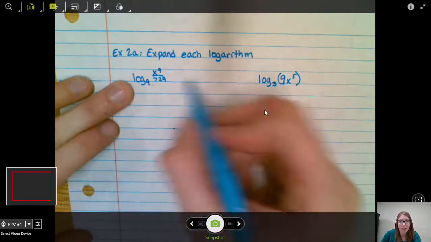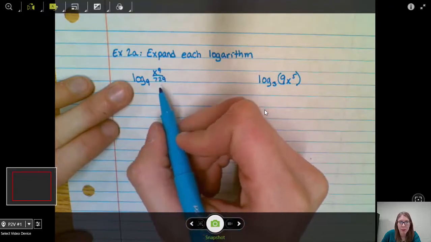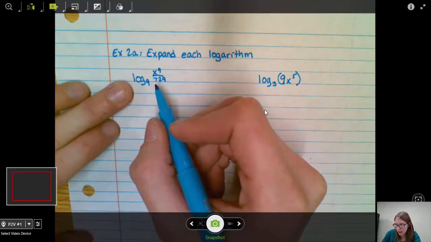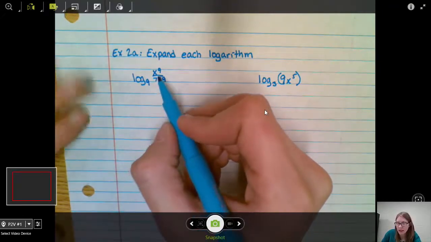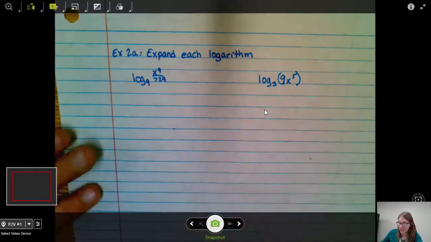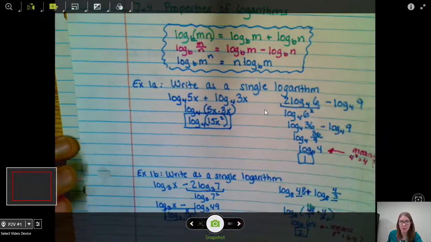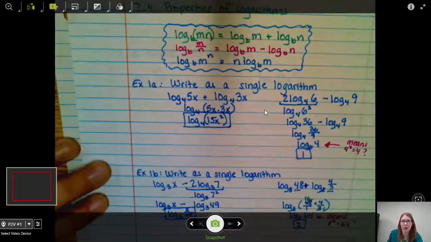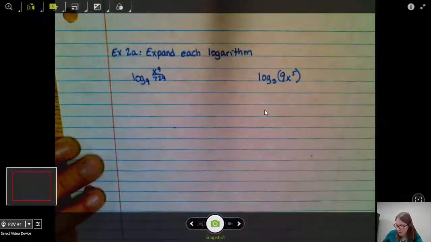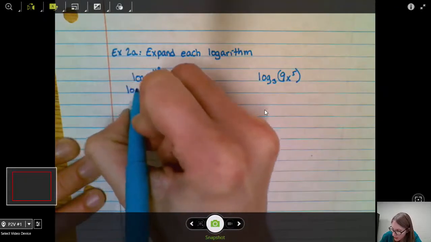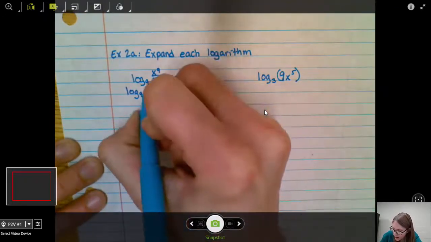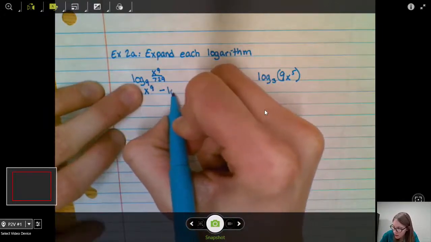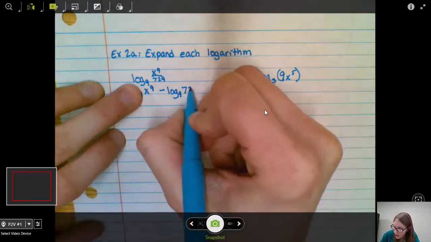First two problems here, in example 2a, the first one, I have log base 9 of x to the 9th over 729. The first thing that I notice is that I have a fraction here. So I can split up my fraction using this middle log property and take one log minus the other log. If I do that, I get the log base 9 of x to the 9th minus the same base here, the log base 9 of 729.